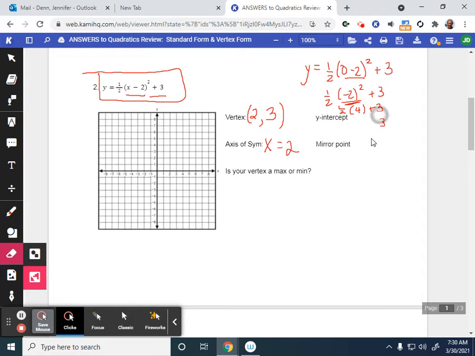That took up too much space. Go ahead and watch it again if you need to, but I'm going to get rid of it so I can write down the y-intercept.